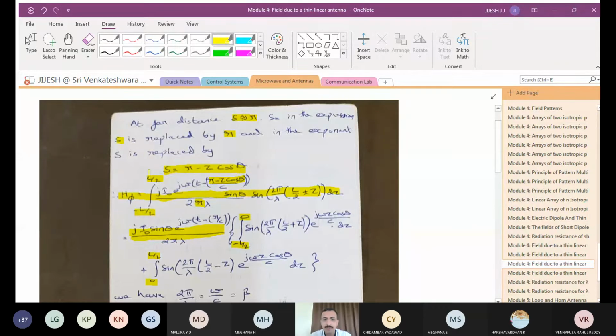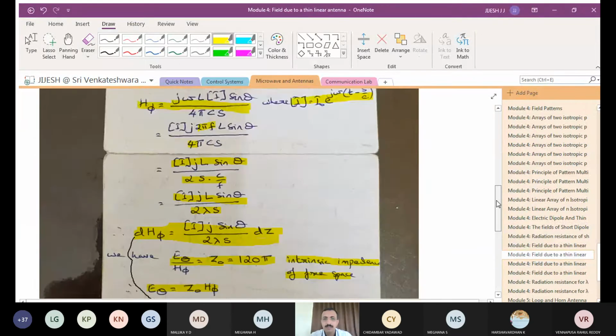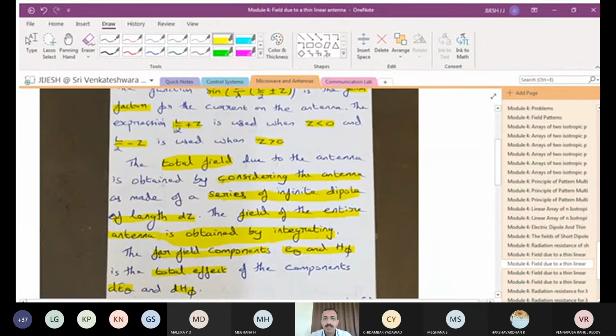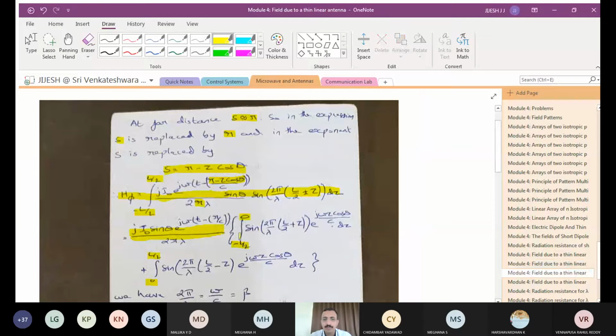When it is minus L by 2 to 0, as I have discussed just before, the expression will be L by 2 plus Z when Z is less than 0, and L by 2 minus Z when Z is greater than 0. So when it is less than 0, you have to take L by 2 plus Z, and when it is greater than 0, you have to take L by 2 minus Z. So that is the small change that will happen here. Minus L by 2 to 0, here it will be L by 2 plus Z, and 0 to L by 2, here it will be L by 2 minus Z. The rest of the terms, as they are, you have to write. I have not changed anything.